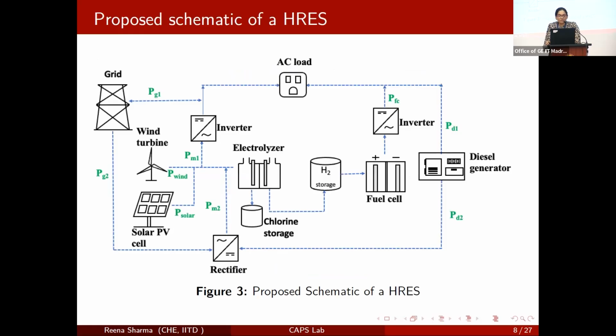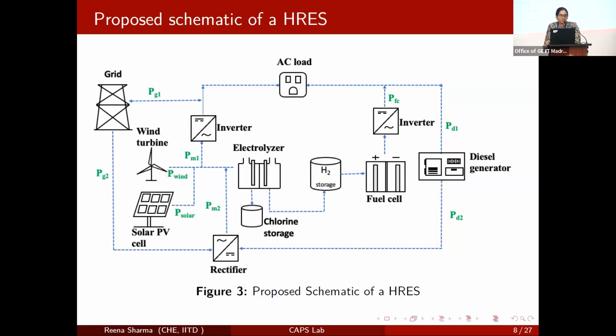Diesel generator: the power from the diesel generator is split into two parts, PD1 and PD2. PD1 directly meets the load demand in cases where we have insufficient solar radiation, like in the early mornings or at night. PD2 is the power that can be supplied to the electrolyzers, and with the help of an electrolyzer, we can get hydrogen.